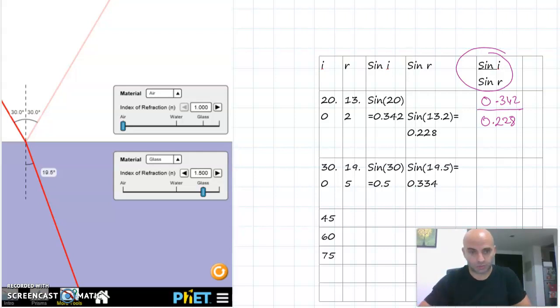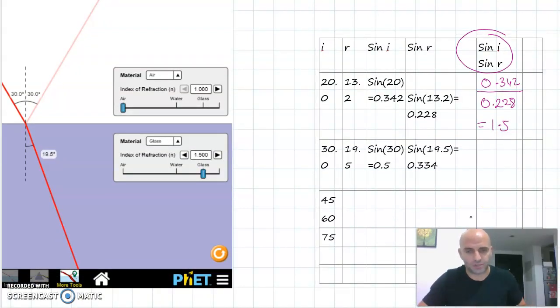0.342 divided by 0.228. That works out to be exactly 1.5. And now I'll try the next one. 0.5 divided by 0.334.